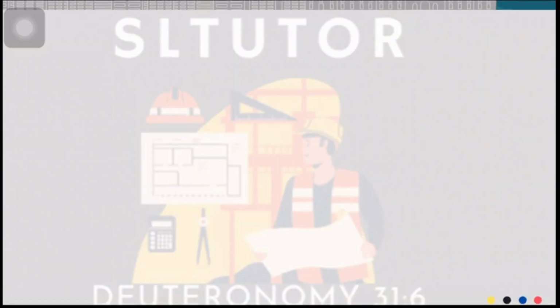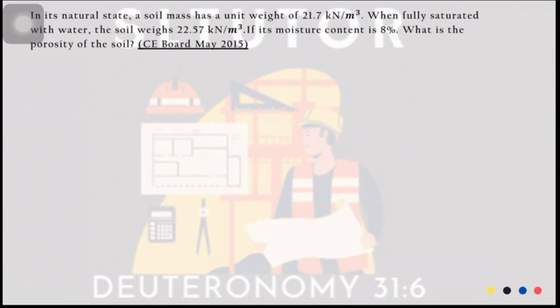So question 1. In its natural state, a soil mass has a unit weight of 21.7 kilonewtons per cubic meter. When fully saturated with water, the soil weighs 22.57 kilonewtons per cubic meter. If its moisture content is 8%, what is the porosity of the soil? This problem is from CE Board May 2015.